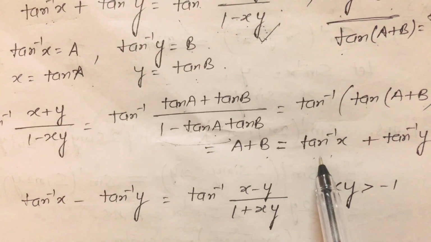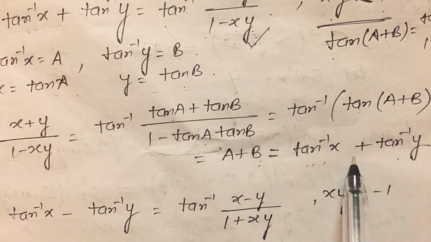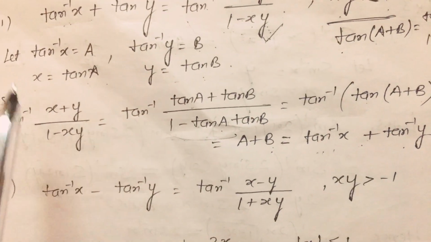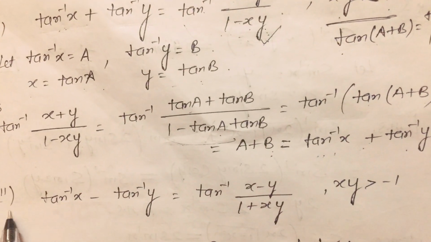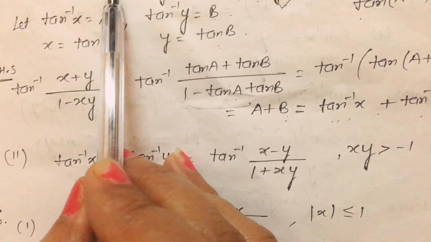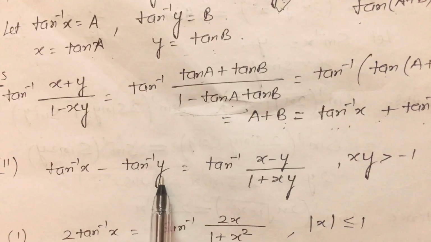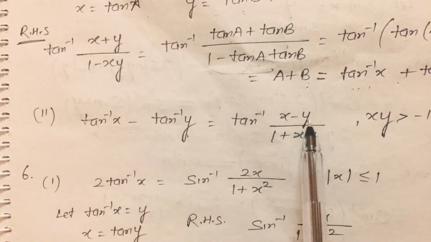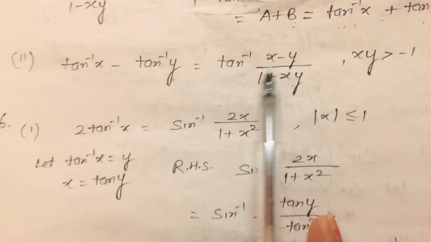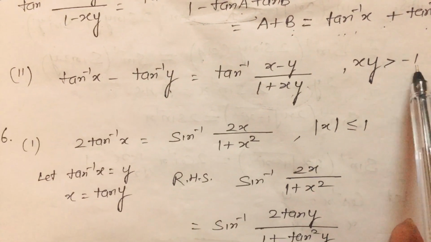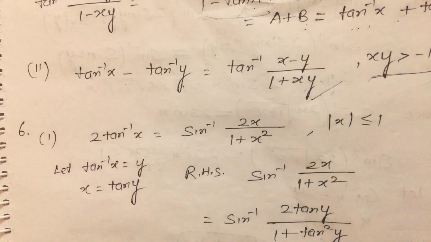So write A as tangent inverse x and B as tangent inverse y. So the right hand side is equal to the left hand side. So tangent inverse x plus tangent inverse y is equal to this. Now we can show the second formula also by replacing y by minus y. So it will be tangent inverse x minus tangent inverse y is equal to tangent inverse of (x minus y) upon (1 plus xy). 1 plus xy, that means this should be greater than 0. So that means xy is greater than minus 1, and this property only holds when xy is greater than minus 1.